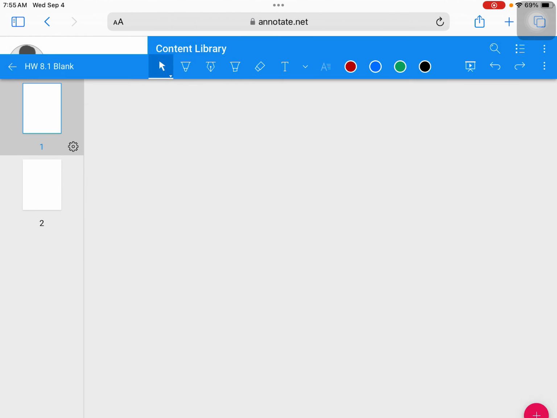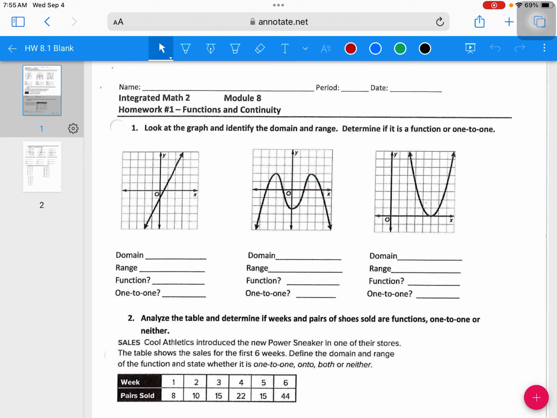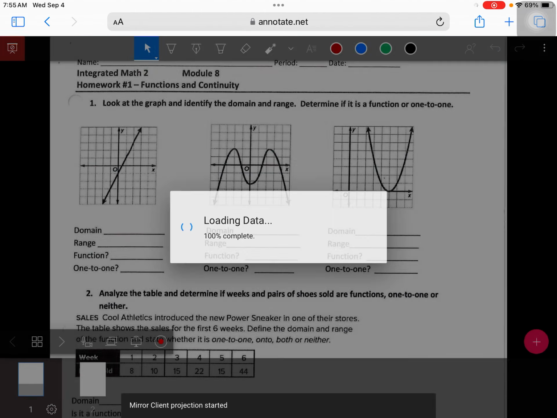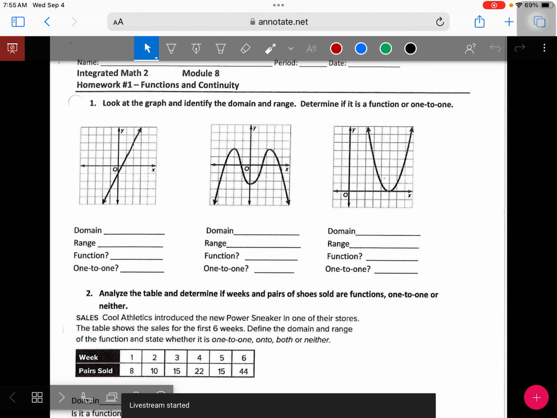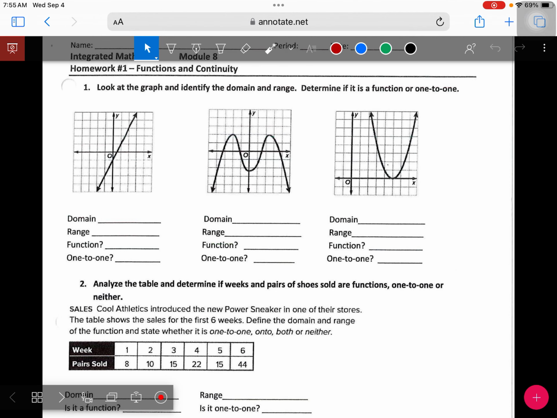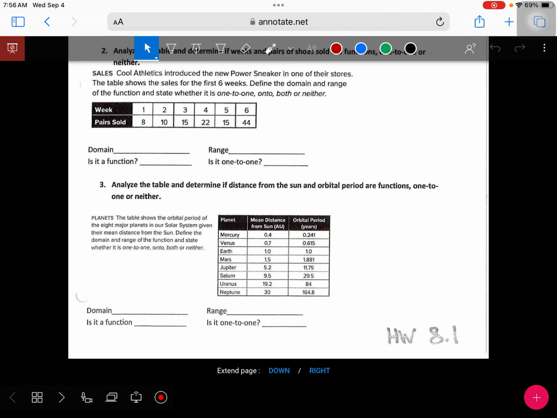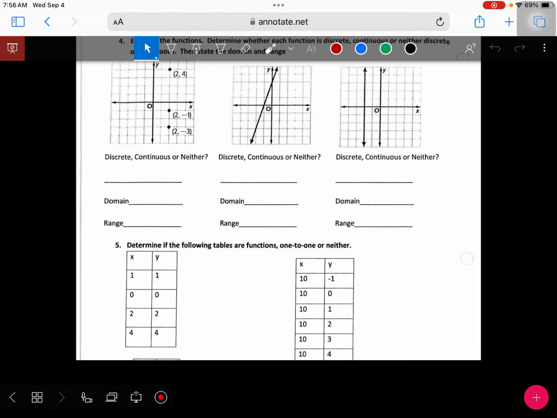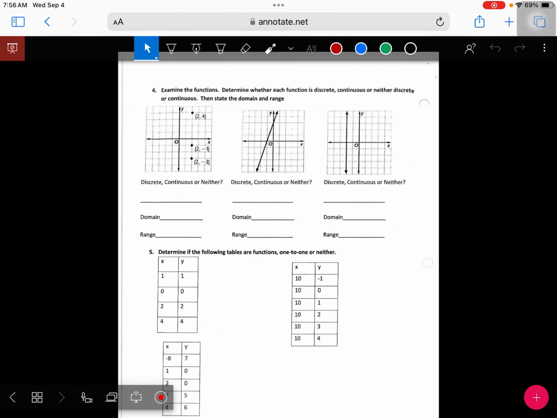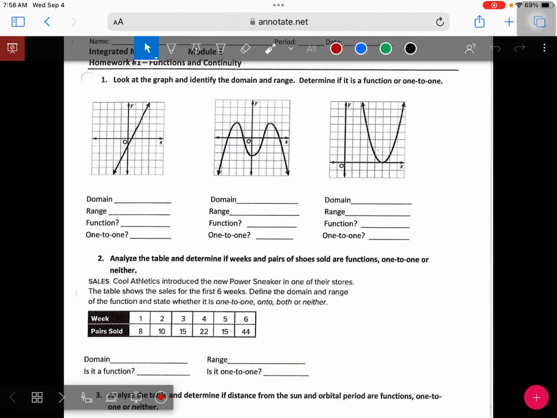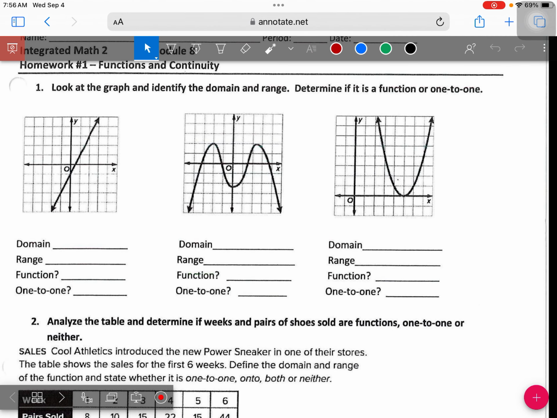So let's see. 8-1 is the homework. Remember, all of these homework assignments are going to be worth 10 points. It's going to be 6 points for just completing it, and I do mean completing like all of it. And then 4 points will be targeted for actual correctness. So let's take a look at this. Number 1, look at the graph, identify the domain and range.